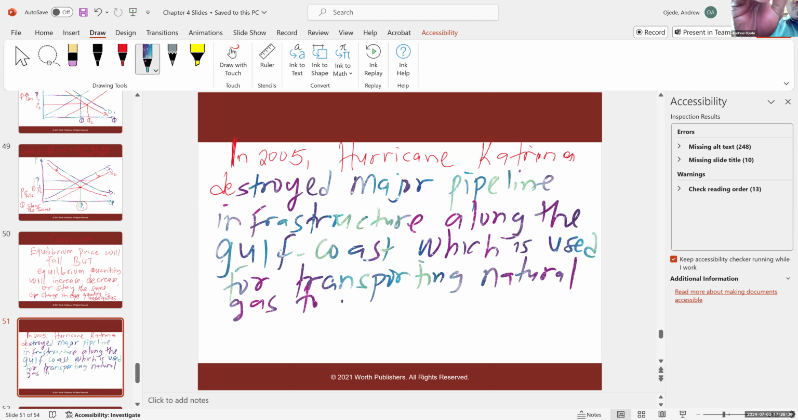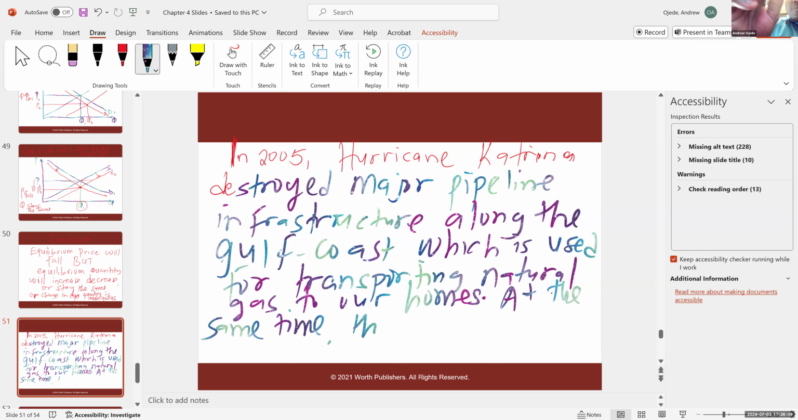To our homes. At the same time, the winter of 2005 was unusually cold. See that? The winter of 2005 was unusually cold.